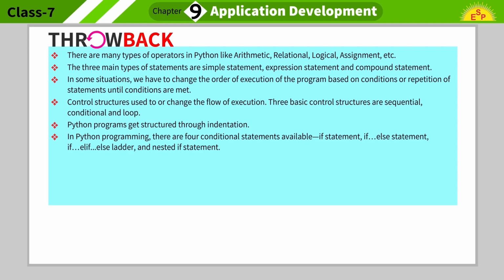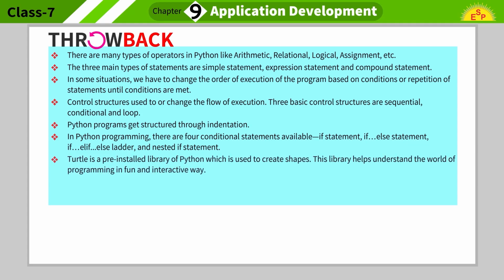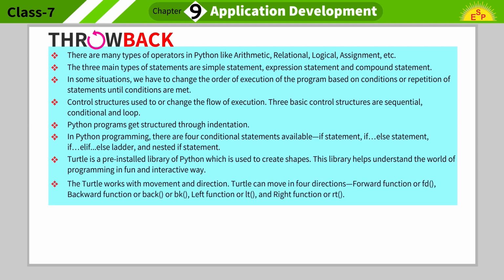In Python programming, there are four conditional statements available: if statement, if else statement, if elif else ladder, and nested if statement. Turtle is a pre-installed library of Python which is used to create shapes. This library helps understand the world of programming in fun and interactive way. The turtle works with movement and direction. Turtle can move in four directions: forward function or FD, backward function or back or BK, left function or LT, and right function or RT.